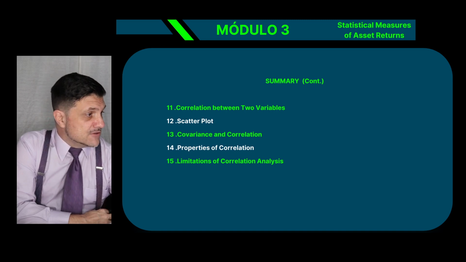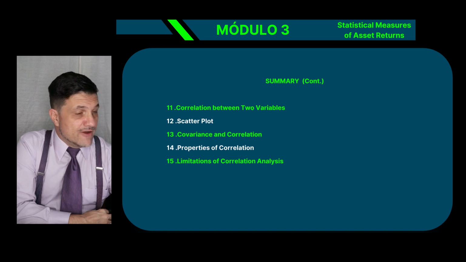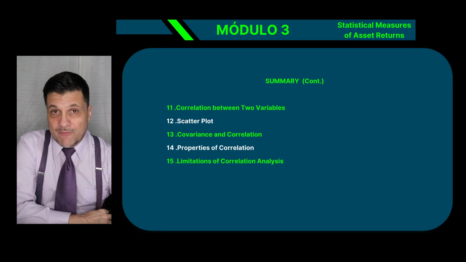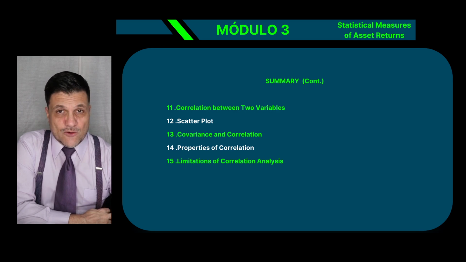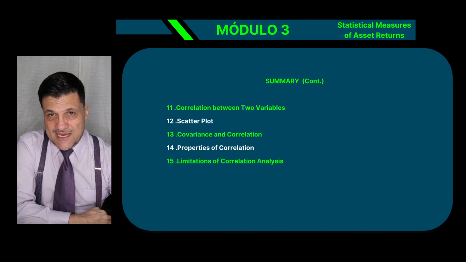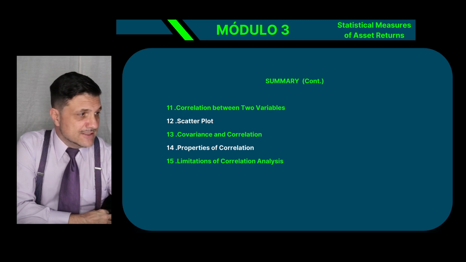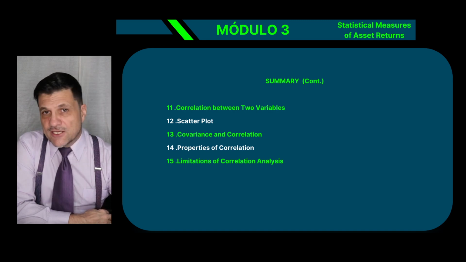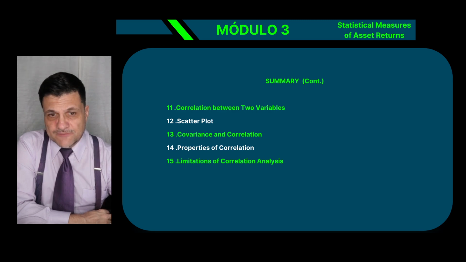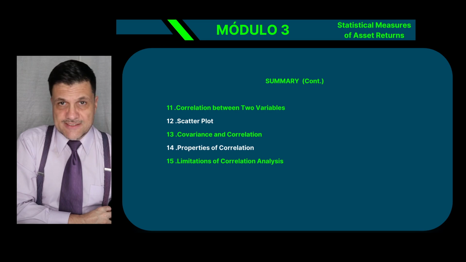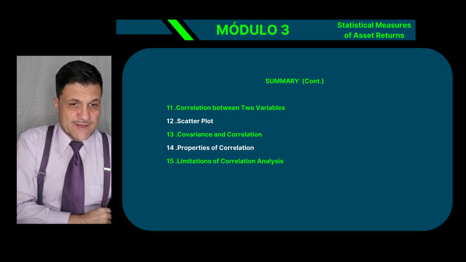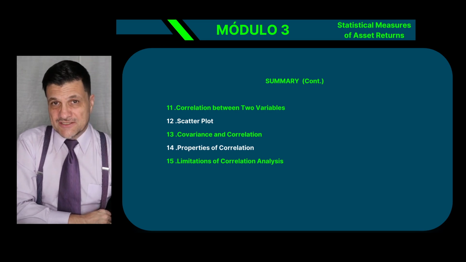So understand what covariance and correlation are, understand the properties of correlation: it goes from -1 to +1, the correlation of an asset with itself is exactly 1, and the correlation of A and B is the same as B and A. And the limitation of correlation analysis, because correlation is not a perfect measurement. There are some assumptions involved, so we need to know the limitations of correlation.